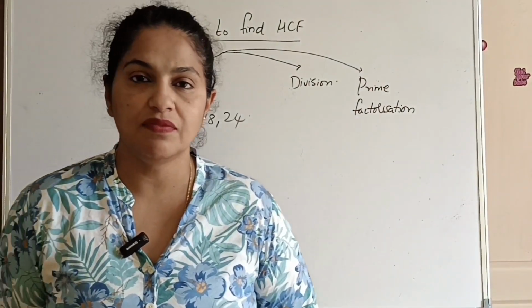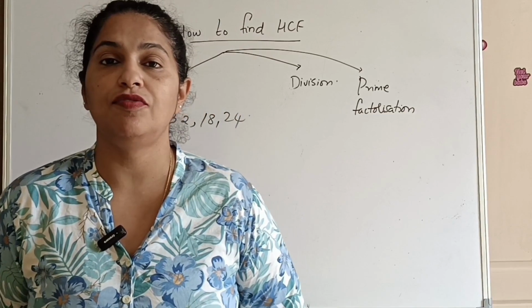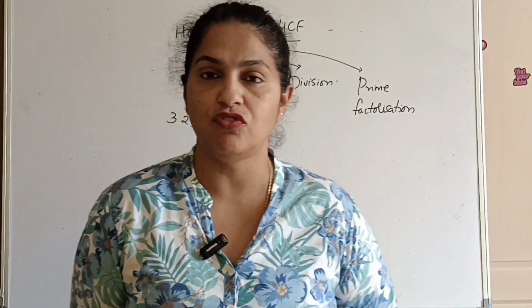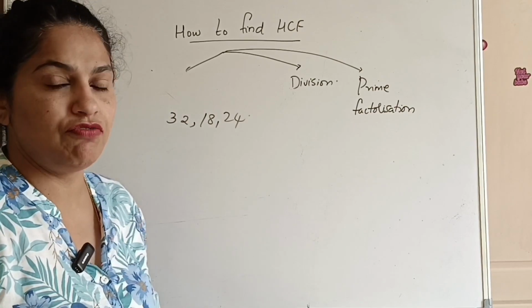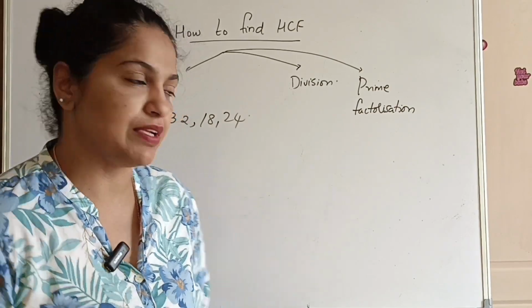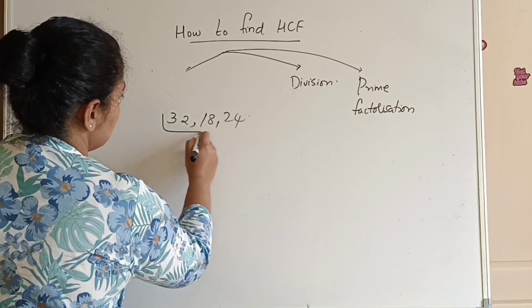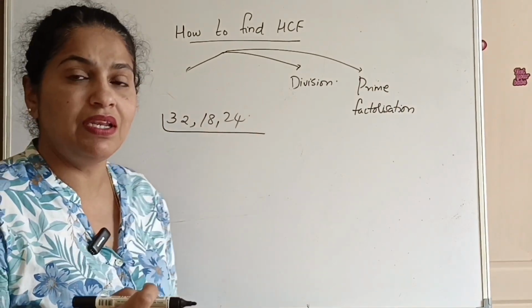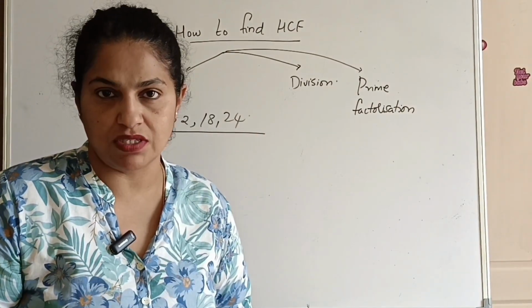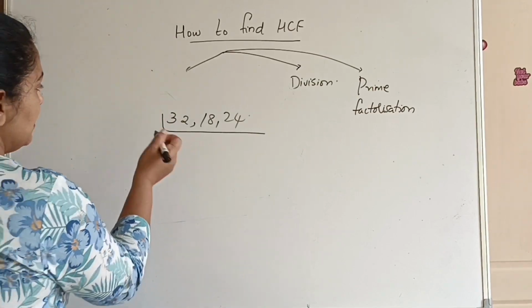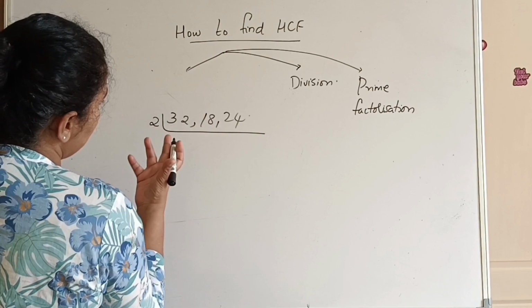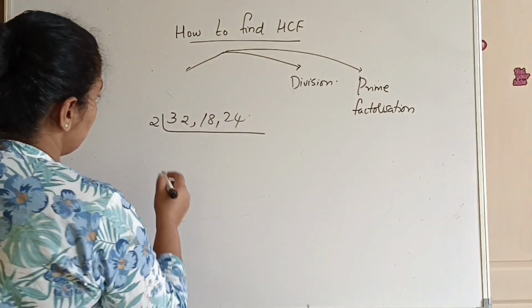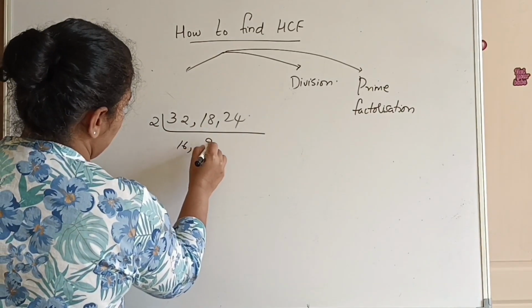The second method is by division, and personally I feel that this method is the easiest. Okay. So, I have taken an example over here: 32, 18 and 24. You need to find the highest common factor. Take a number that can divide all the three numbers. Fine. So, here I can say that 2 divides all of them. Or any other number I can take? No, I cannot take any other number. So, what will I get over here? I will get 16, 9 and 12.